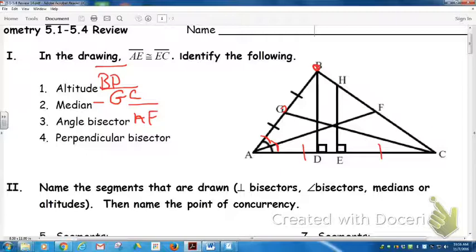Okay, and the last one is a perpendicular bisector. So a perpendicular bisector has to be perpendicular and it has to bisect a side. So again, I know that point E is the middle because of what it said in the directions. So the only one that's perpendicular would be from E to H. So EH.